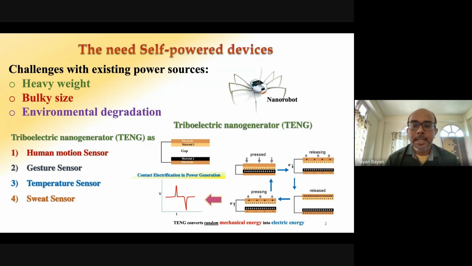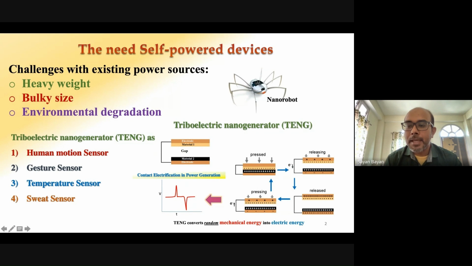So the concept of the triboelectric nanogenerator is based on the conversion of this random mechanical energy into electrical energy. What happens here? Two materials are backed by two electrodes, and they are connected by a wire. There is a sufficient gap between the two materials. Whenever a mechanical force is applied on a particular side, the two materials come in contact with each other, and there is a charge separation.